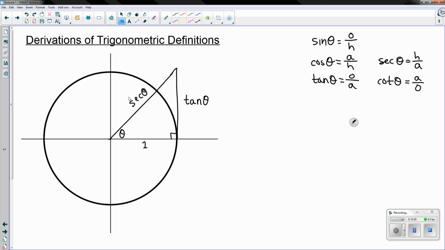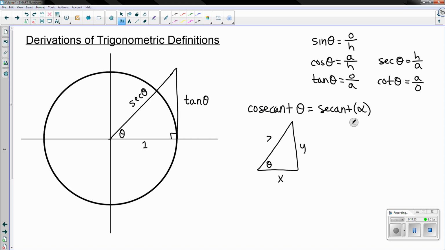The last trig function is what we call cosecant. Cosecant of an angle theta, as you can expect, is going to be the secant of the complement. So when we draw our triangle, we have theta. We have secant of theta. I'm going to label x, y, and z now. We know that secant, from our definition that we derived from earlier, is hypotenuse over adjacent.